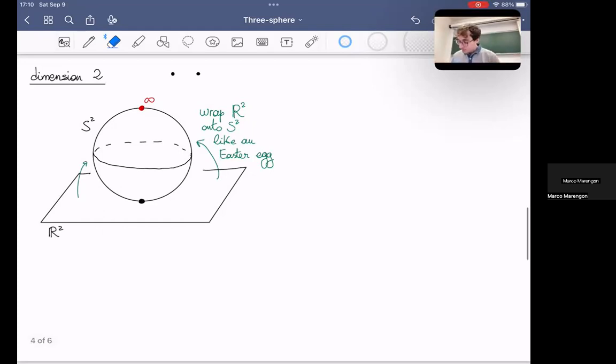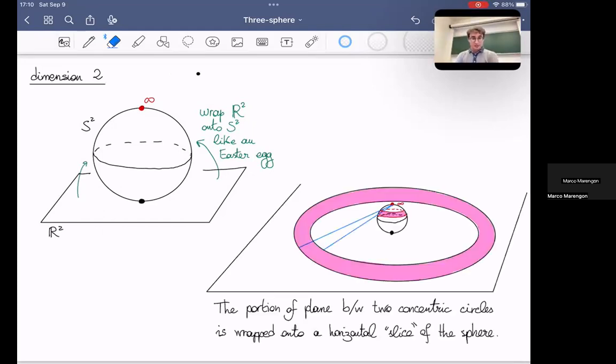So here is another picture that I drew. If you take a portion of the plane between two concentric circles, like the one that I drew in pink here, then this is going to be wrapped onto a horizontal slice of the sphere. So again, this wrapping doesn't preserve the distances. So you're not wrapping with your usual piece of paper, but you're wrapping with some very fancy material that is elastic and somehow shrinks as you wrap it over the sphere.